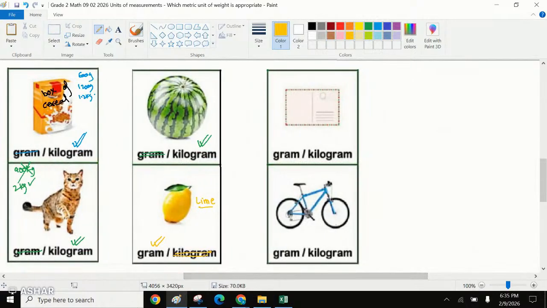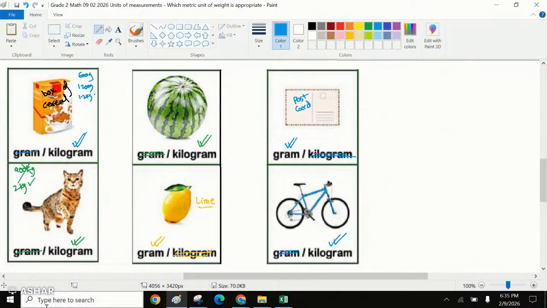About a postcard. This is a postcard. What you do is when you travel to different places, they have a postcard, right? A piece of paper that has a picture of a local place. You post it to your friends and your family, right? A postcard is a piece of paper. That means it has to be very light. Whereas a bicycle cannot be in grams. It has to be in kilograms. Maybe 1 kilogram, 5 kilograms, right?